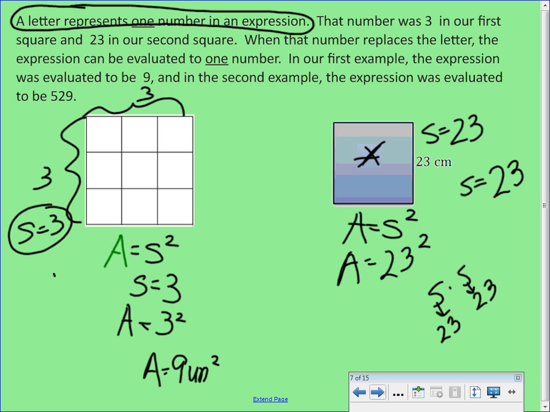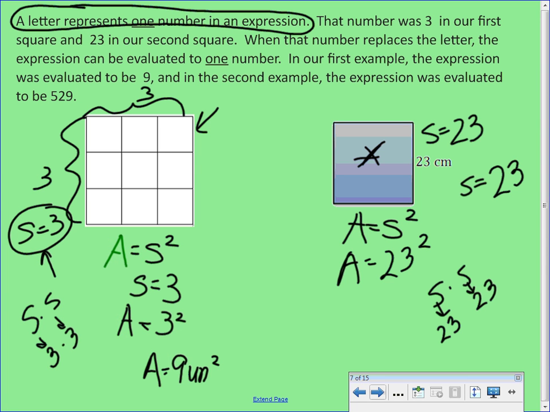Well, here I have a different expression. When I did S times S, S was 3, S was 3. So in this first example, S was always 3, can never be anything else. So within one expression, it cannot change. In a different expression, it can mean something different.